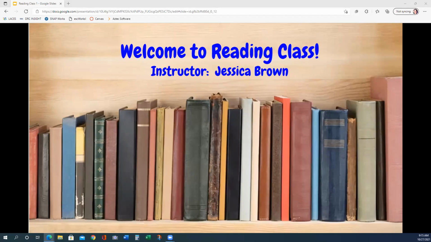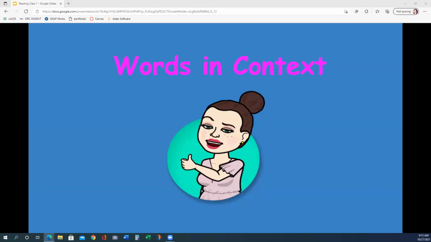Okay, so today we're going to talk about words in context. While you're reading, sometimes you come across words that you may not know, but we can often find the meaning of those words in the context clues, or in the nearby words and phrases and sentences that help us understand the meaning. Sometimes we just don't understand unless we understand the context in which words are spoken or written.